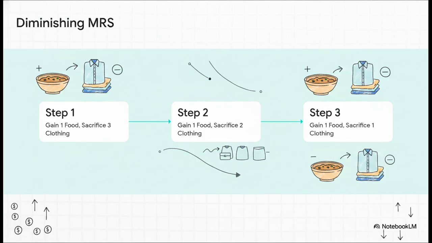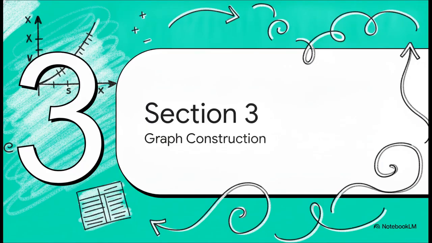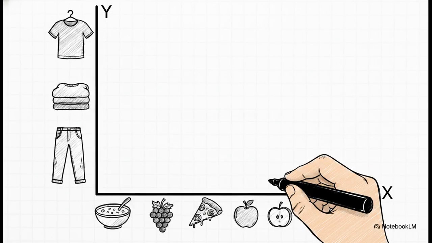Why? Well, it totally makes sense. As clothing becomes more scarce in their closet, it becomes way more valuable to them, so they're willing to give up less of it. All right, section 3, graph construction. Let's actually map this out. First, we need to set up our geometry. We'll put the units of clothing on the vertical y-axis and the units of food on the horizontal x-axis. This gives us our physical space to plot out those subjective choices we were just talking about.